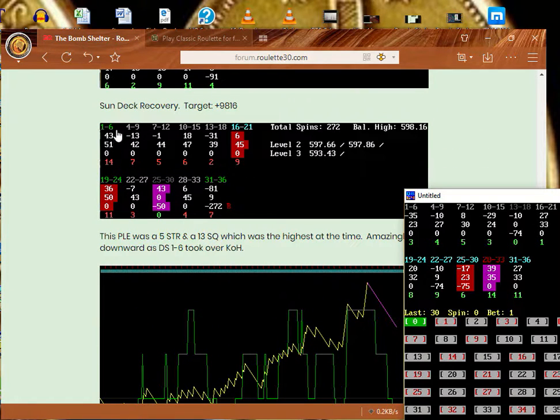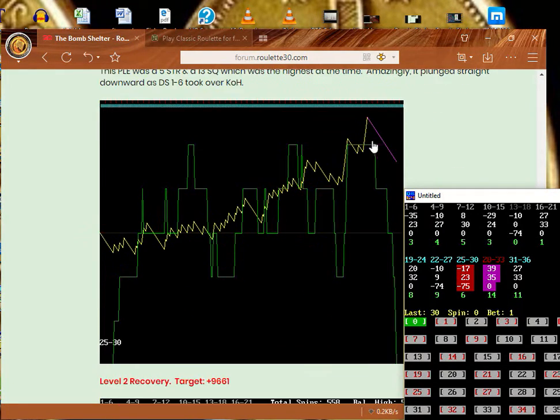And that's what happened in this selection. Double street 1 to 6 was the king of the hill, and then another double street took it, okay? And then double street 1 to 6 came back and grabbed it back again and produced this move. That's what happened. All right, and that's the exact same situation we have here.